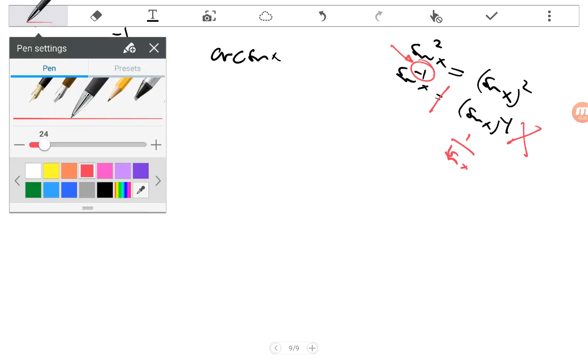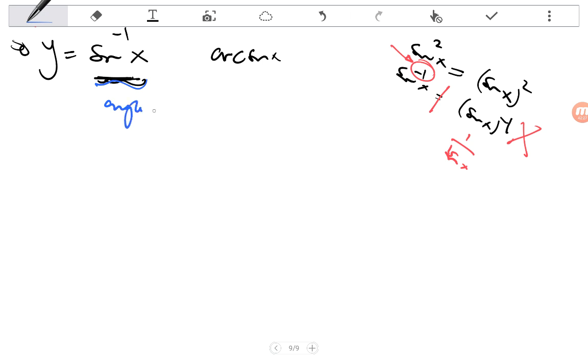Sine inverse by itself is an angle. We have learned before, if I tell you what is sine pi over 2, for example, sine pi over 2 is 1. Now if I tell you what is sine inverse 1, it is the angle that has a sine equal to 1. So that will be pi over 2. Okay? So that is the meaning of the sine inverse.